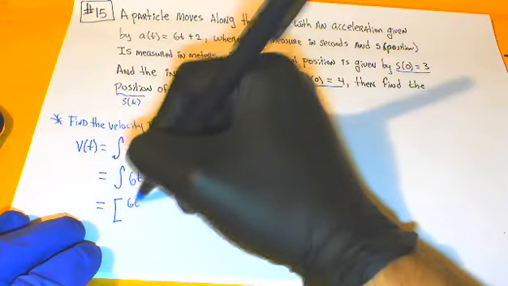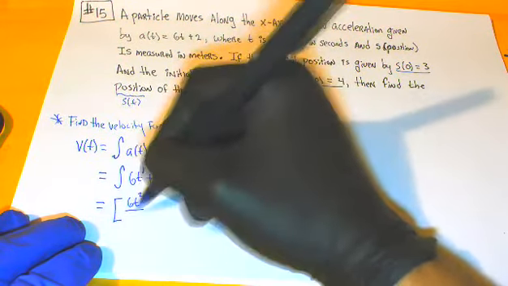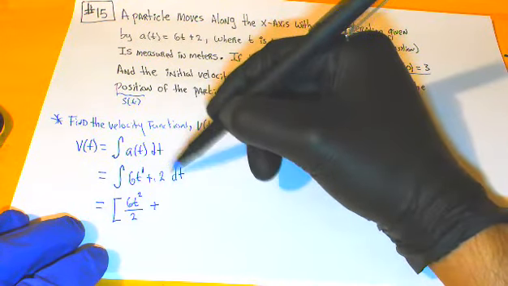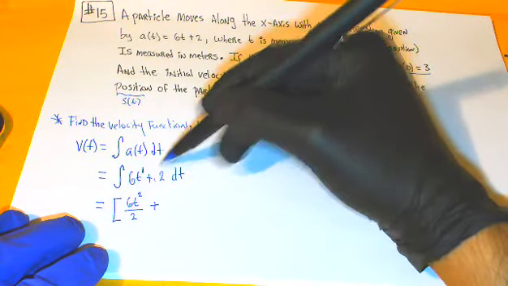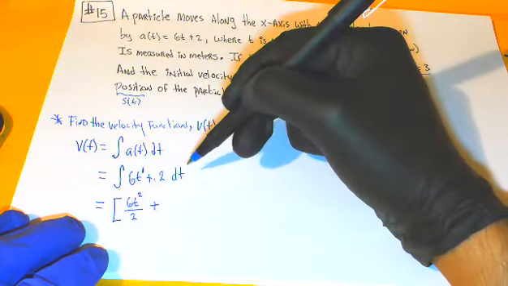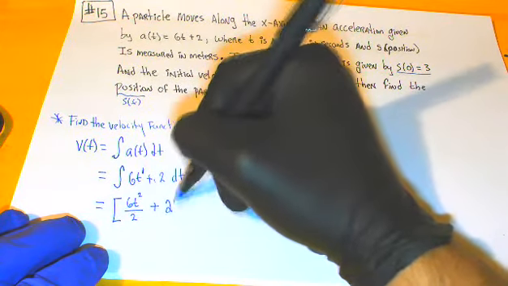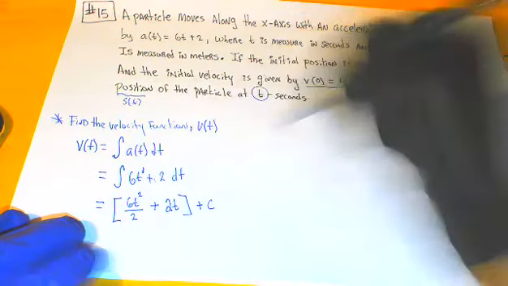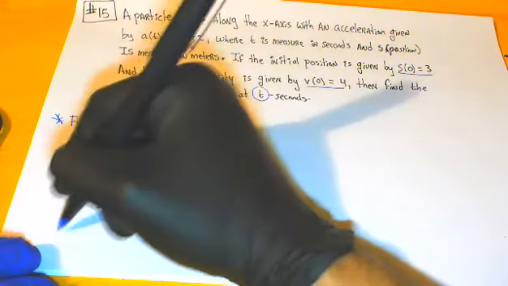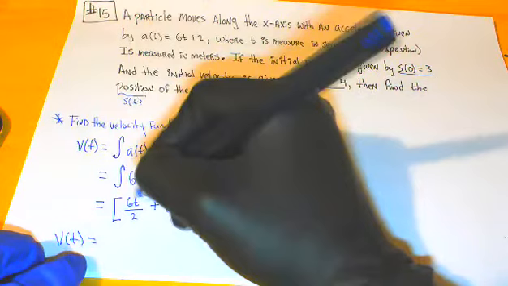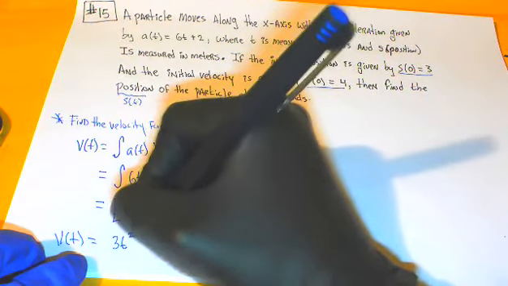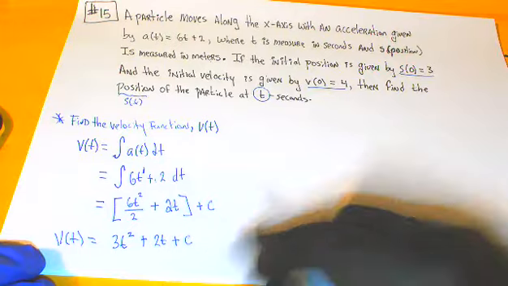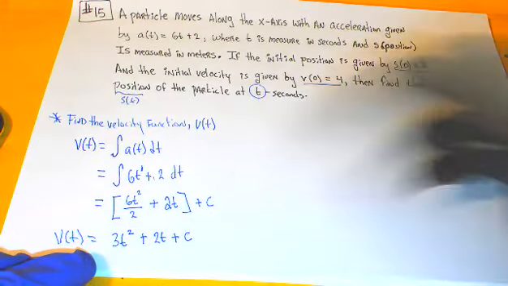So we're going to get 6t raised to the power of 1 plus 1, which is 2, divided by that sum, plus the antiderivative of 2. Since 2 is a constant, its antiderivative is the constant times the variable of integration, which is t. So the antiderivative of 2 is 2t. And finally, because we're dealing with an indefinite integral, this is plus c. Simplifying, we get v of t equals 6 over 2 is 3, so 3t squared plus 2t plus c.